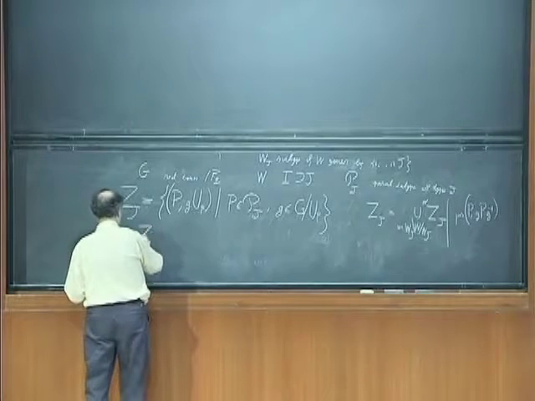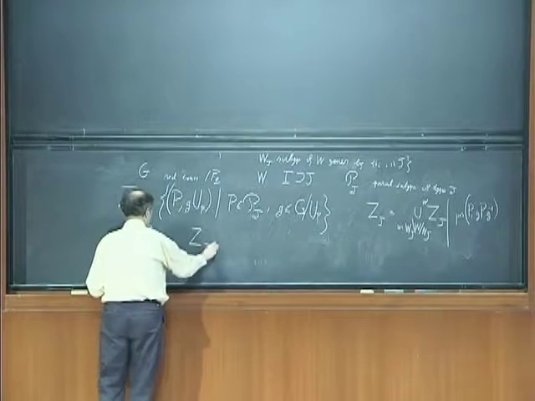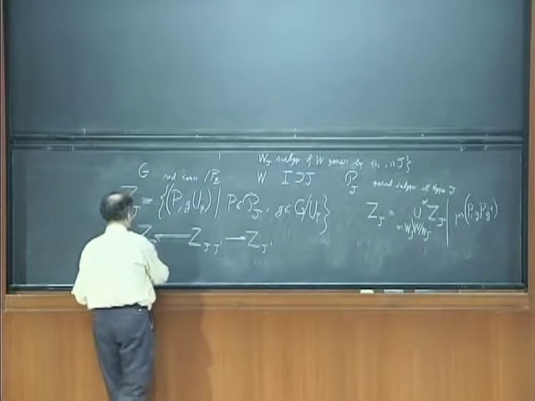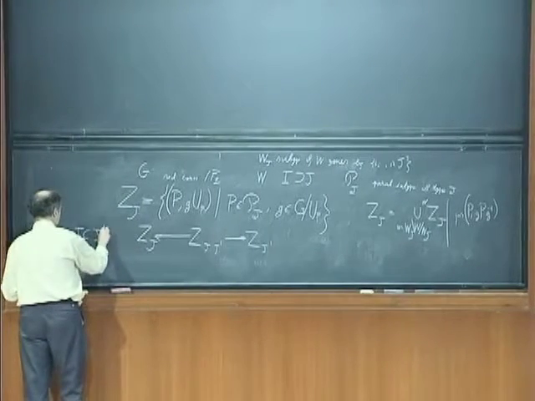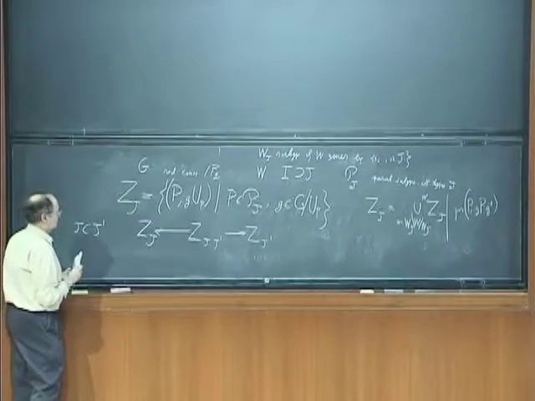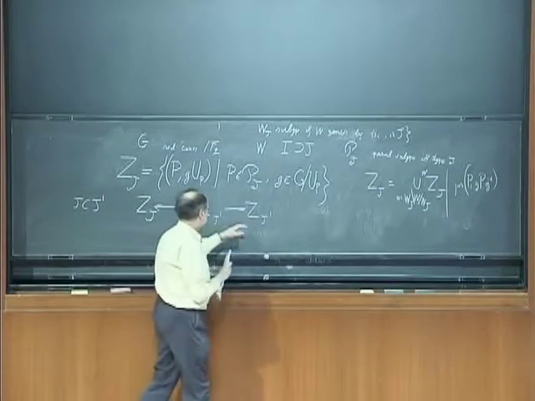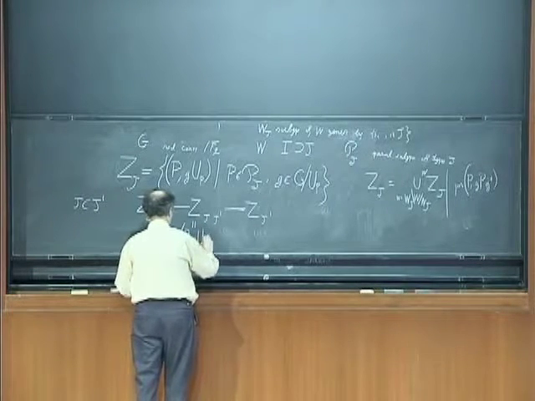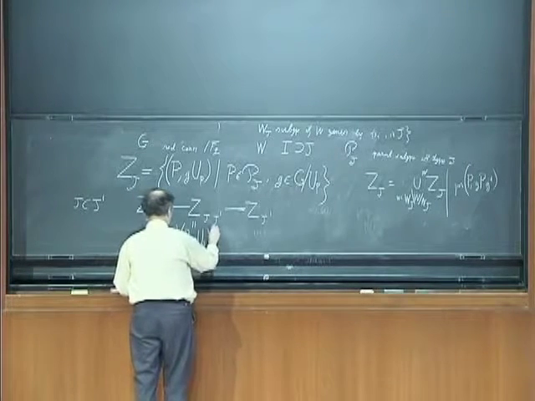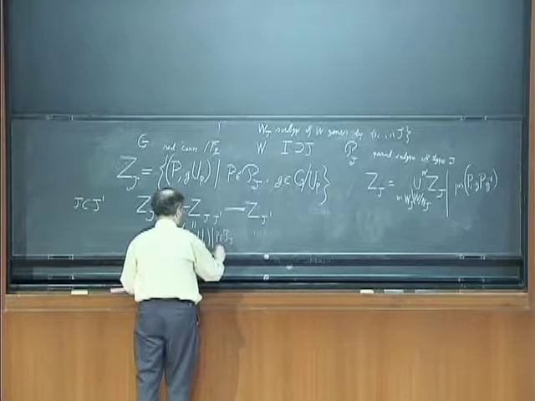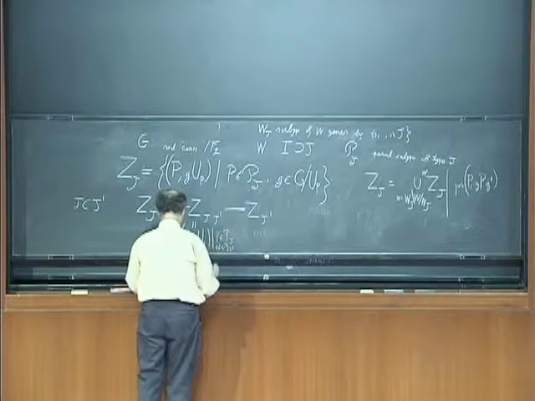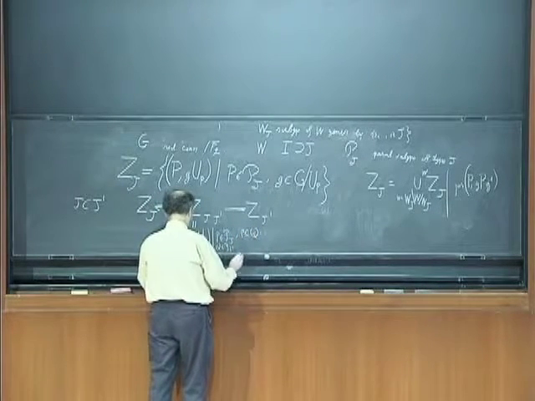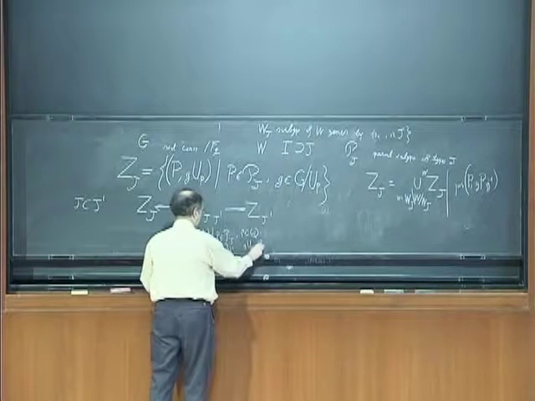Now I want to consider some diagram. So I assume that J is contained in J prime. So then this and this are defined. And in the middle, I take all pairs (P, gU_Q, Q) such that P is in P_J, Q is in P_J prime, P contained in Q, and gU_Q belongs to G mod U_Q.